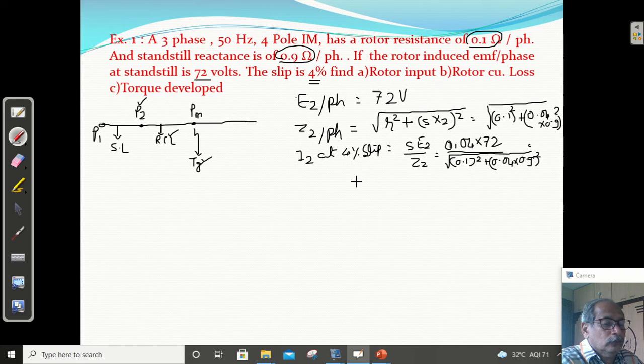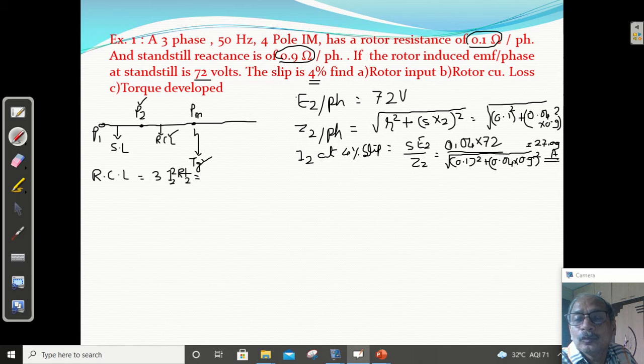If I do the calculation, I am getting the rotor current I2 equal to 27.09 ampere. Now you can find the rotor copper loss. The rotor copper loss equal to 3 times I2 square R2.